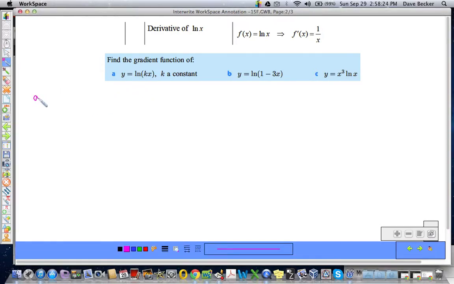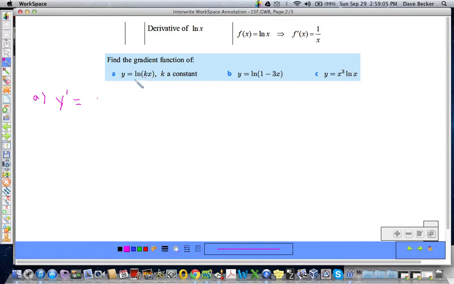So for A, looks like we have the chain rule because we have a function, the natural log function, and then we have kx is another function. So we have a function within a function. And remember, that is the derivative of the outside multiplied by the derivative of the inside. Okay? So the inside function is kx to the first power. So the derivative of kx is k, yes, times the natural log, times the derivative of the natural log of x. Oh, what did I do? Derivative of outside times the derivative of the inside. I'm so sorry, I messed up.